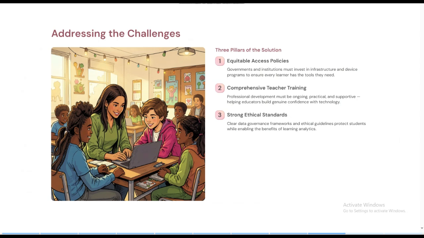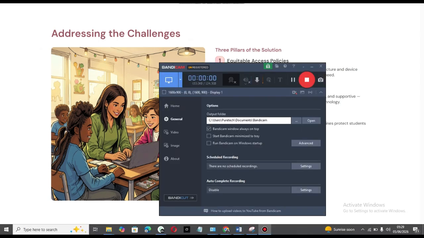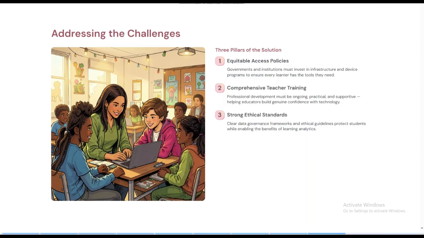And here, number three, we have the strong ethical standard. So there should be clear data governance frameworks and ethical guidelines to protect students while enabling the benefit. So if we have strong ethical standards, everybody using these technologies, even supplying their information, will be safe and feel free, with the assurance that their information is in safe hands. So this ethics is what guides the way the student information is being used.